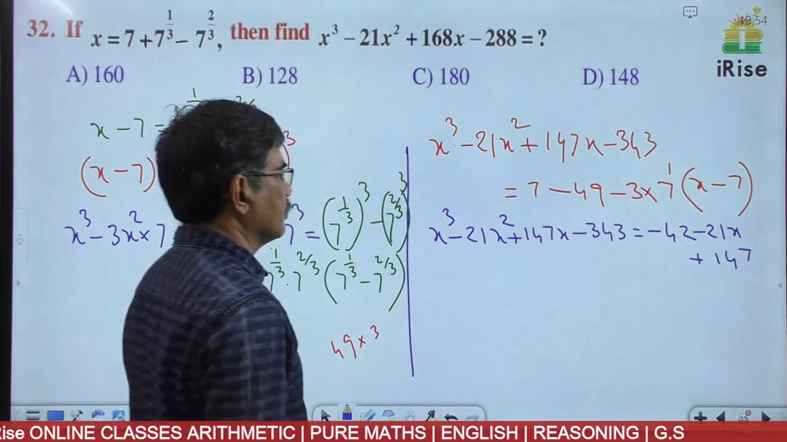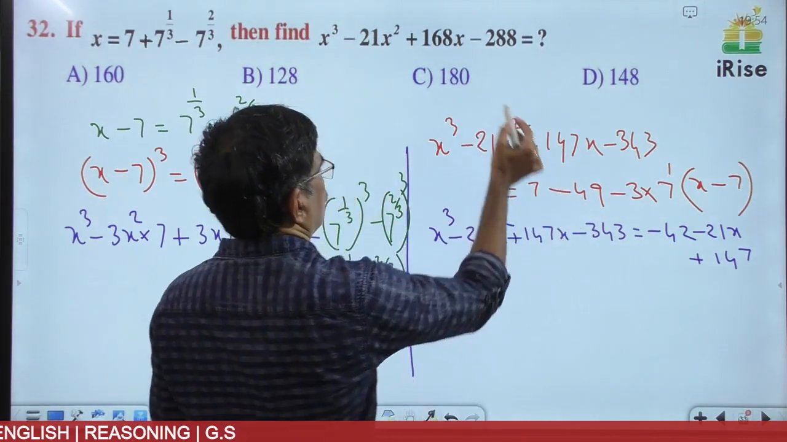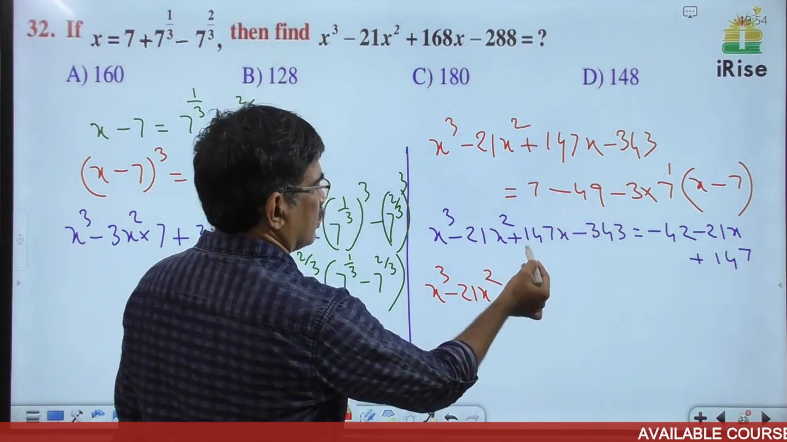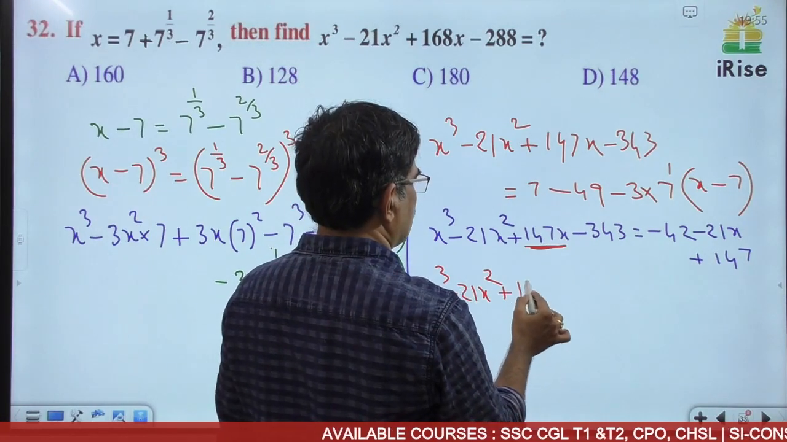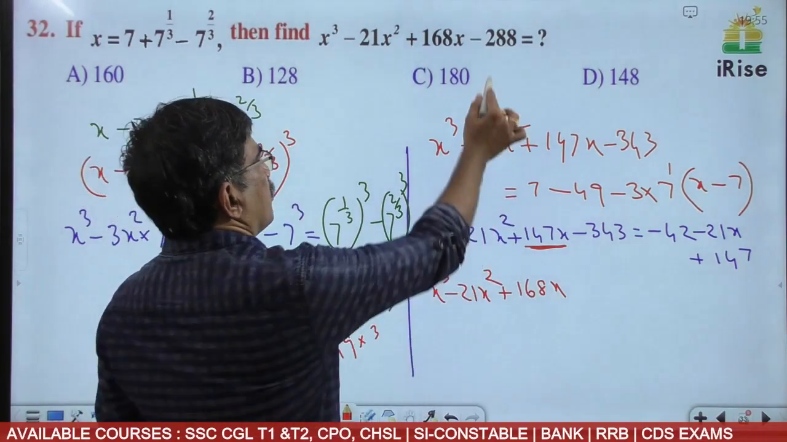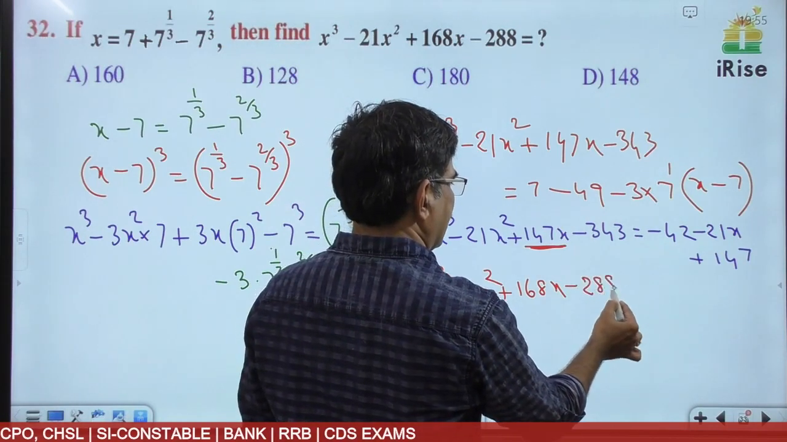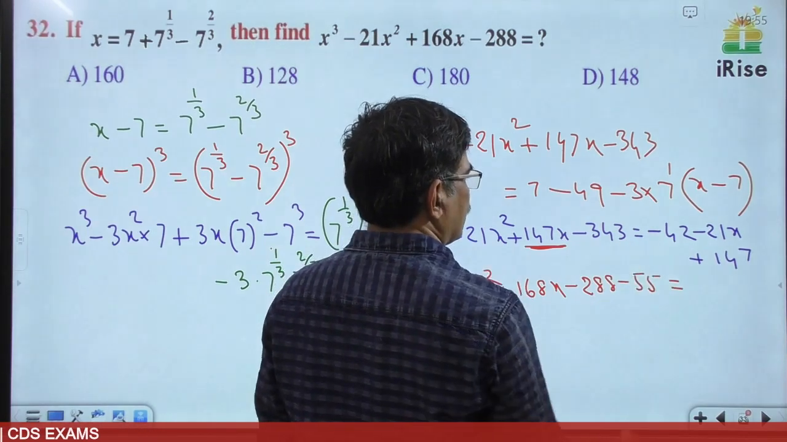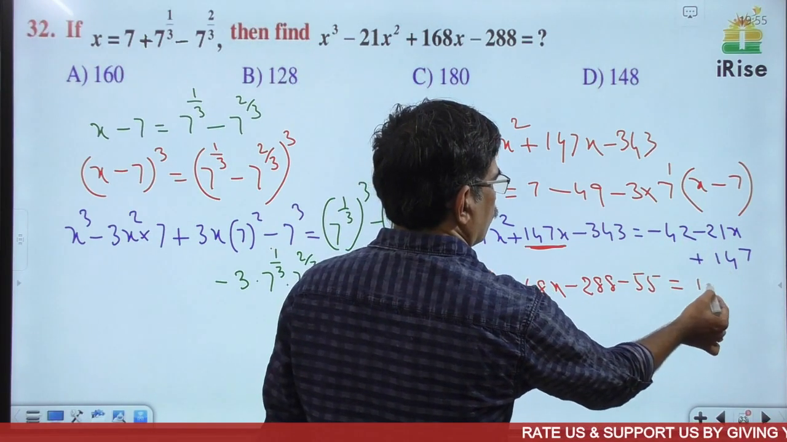Minus into minus plus. I want to write here this 343, because we write this as x cube minus 21x square plus 147x. If this is transferred, plus 21x, we get 168x. Minus 288 is there, here minus 343. I want to write it as minus 288 minus 55. The sum of these two is equal to 343. The left hand side is 147 minus 42, which is equal to 105.